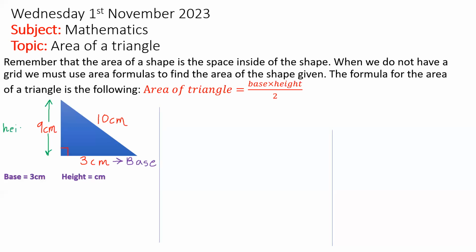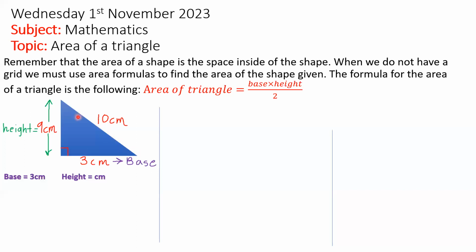Why isn't it 10? It's not 10 because, okay, let me explain to you. It's always relative to the base. Once you find the base, the height is going to be perpendicular to the base, which means it's going to form a right angle to the base. So the height is going to be going straight up. It has to form a right angle with the base.